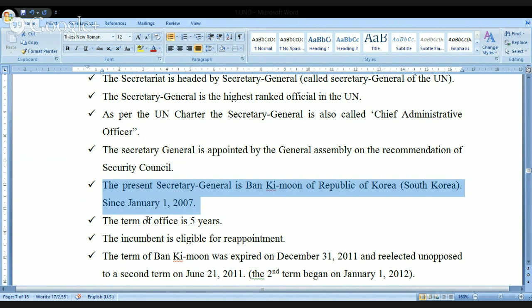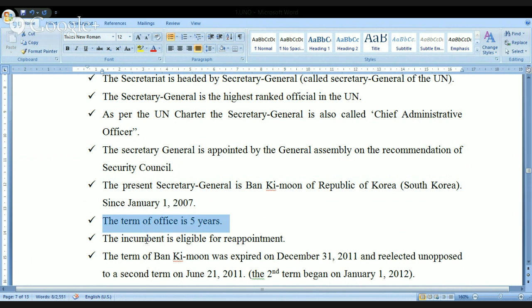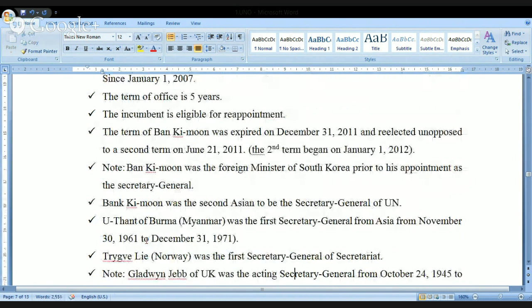Right? Now look at this. The term of office is 5 years and the incumbent is eligible for reappointment. Incumbent in the sense the existing Secretary General is also eligible for reappointment. Now some important points here. I told you already. Can you have a look at this?